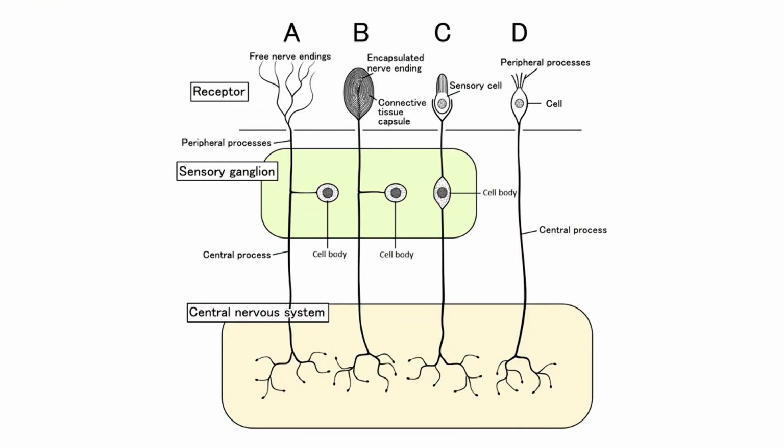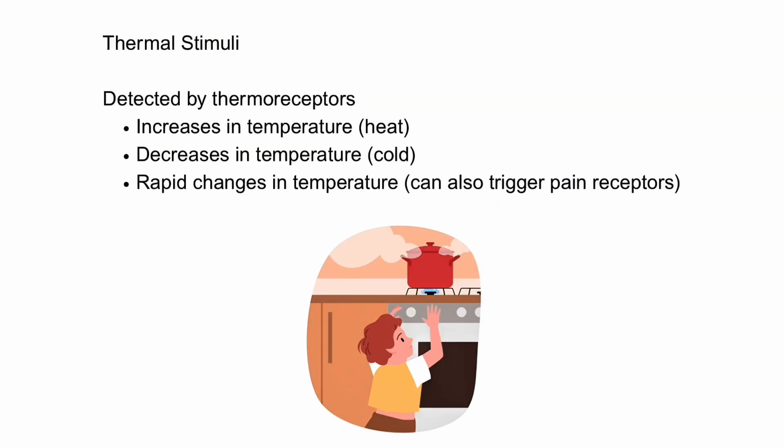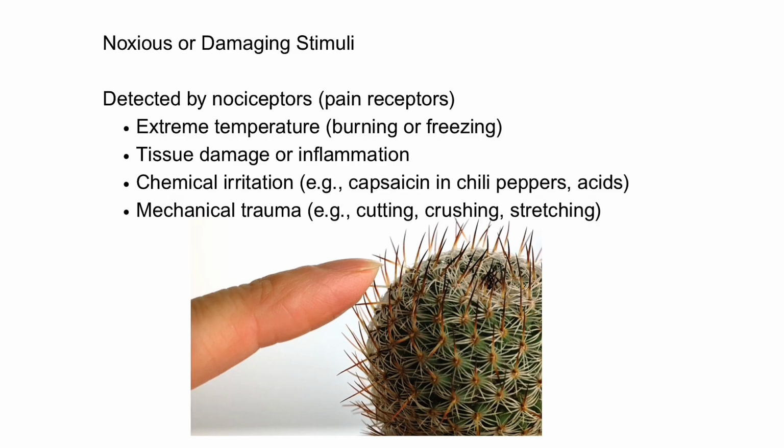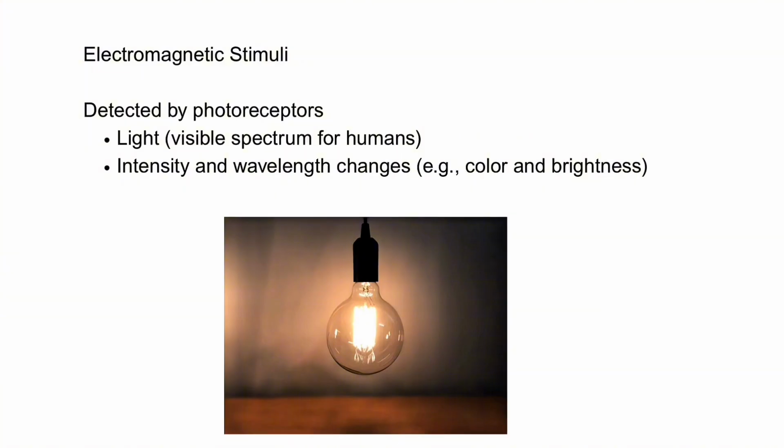Now, when we talk about sensory receptors, there are a few different ways to classify them. One way is by the type of stimulus they detect. Mechanoreceptors respond to things like pressure, touch, or stretch. Thermoreceptors respond to changes in temperature. Nociceptors detect tissue damage or the potential for damage, and they're what give rise to pain. Chemoreceptors respond to things like changes in pH, carbon dioxide levels, or chemicals in the environment. And photoreceptors in the retina respond to light.